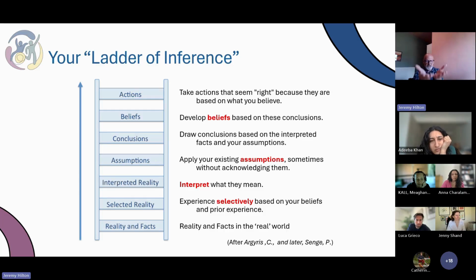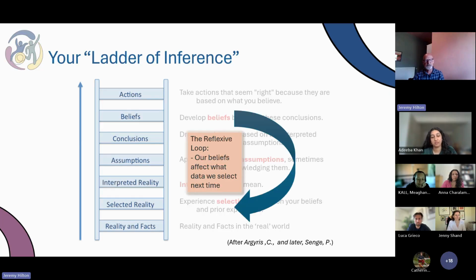What you're doing is actually trying to walk down the ladder here to try and understand the beliefs, assumptions, interpretation that's going on there. And the importance of this is because if you don't, then often it's just a reflexive loop, a continual development or reinforcement of your beliefs. And what we look for in terms of the data we select is based upon our experience of taking those actions and what we feel is right.